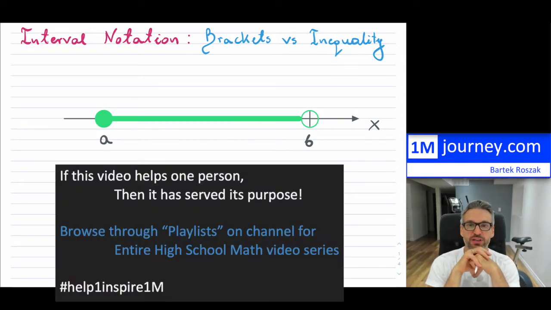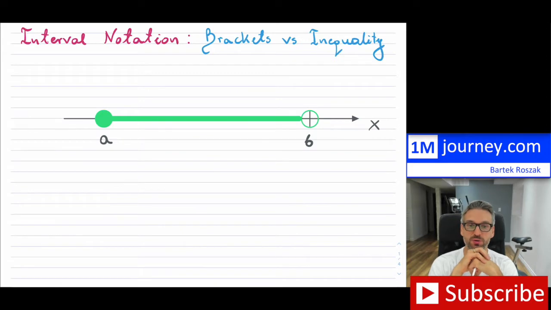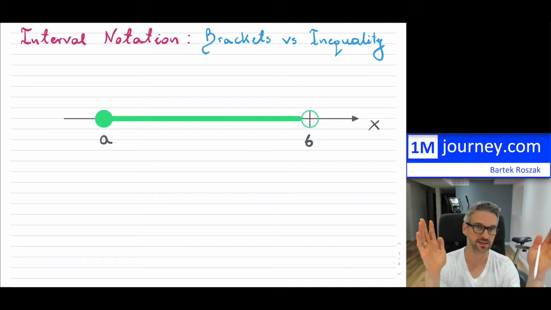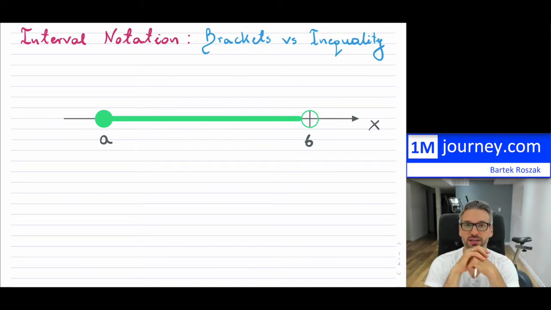Okay, interval notation. I want to talk about doing notation in brackets and using inequalities. So if you have the real line, here I designated it with an X, it can be anything, Y or Z, it doesn't matter. And it's some particular interval between, let's say, some number A and some number B. And you want to be able to tell someone, without continuously drawing it, how would we do that?